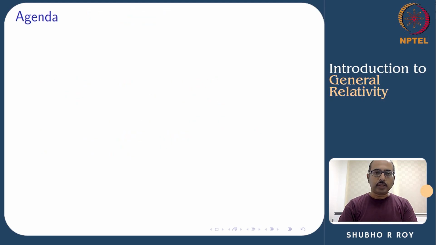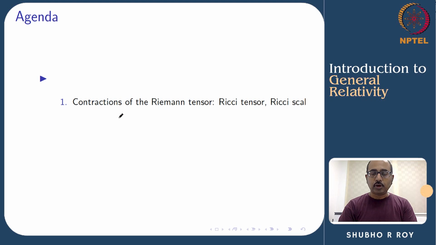All right, let's look at the agenda for today's lecture. First, I will discuss some contraction or trace of the Riemann tensor. Because the Riemann tensor has 4 indices, one can take the trace in a couple of different ways. But it'll turn out both of them give rise to the same quantity, which is called the Ricci tensor. Upon contracting a second pair of indices, we get the Ricci scalar. So we will discuss these.